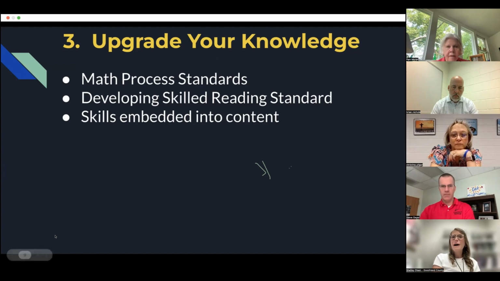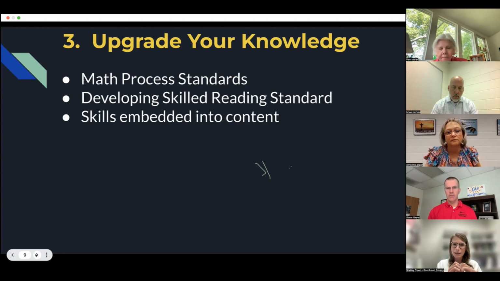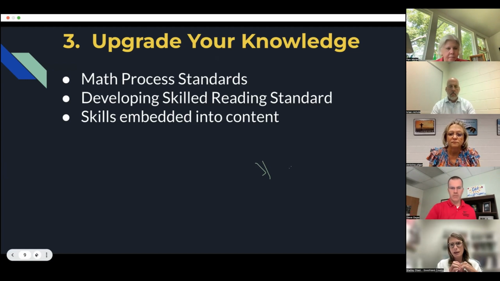Great, thanks. So I think one of the biggest takeaways, almost our elevator pitch on what the new standards are doing, is that all the new standards, math, reading, science and history, even in their new states as well, have incorporated these process standards, and in reading it's the developing skilled reader standard. And what those have done is we've talked a lot about those as the skills and how we're embedding those skills and that level of rigor into the content that we're teaching.